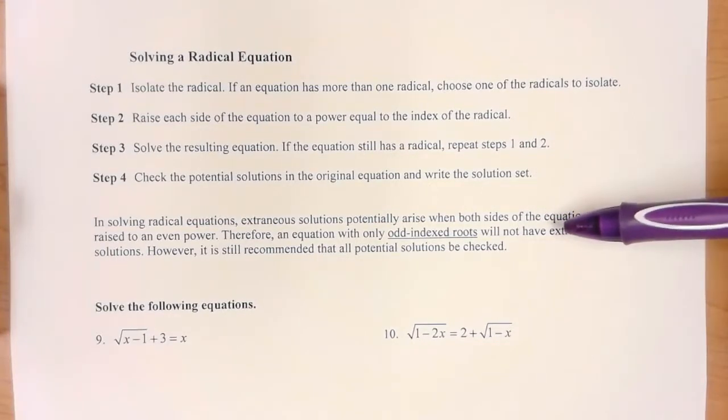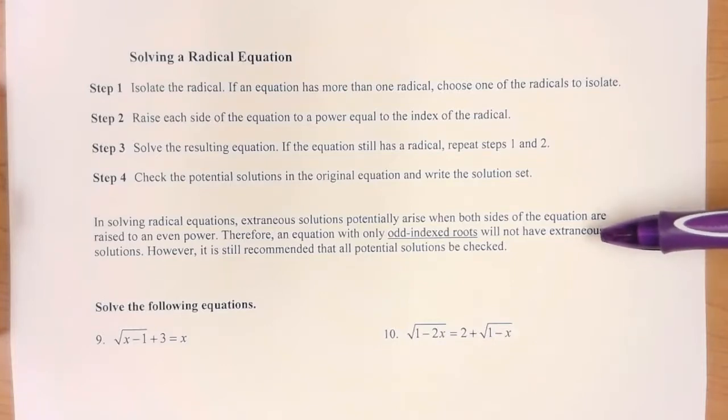In solving radical equations, extraneous solutions potentially arise when both sides of the equation are raised to an even power. Therefore, an equation with only odd index roots will not have extraneous solutions. However, it's still recommended that you check all potential solutions.